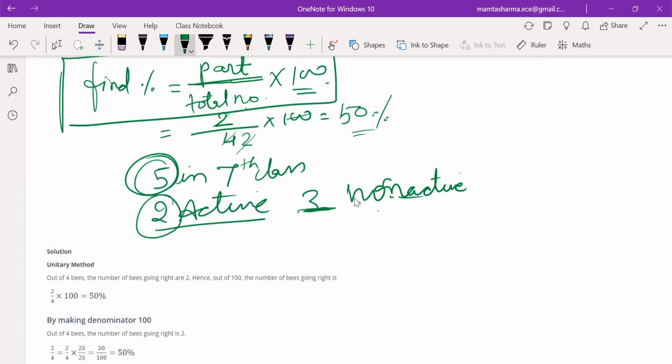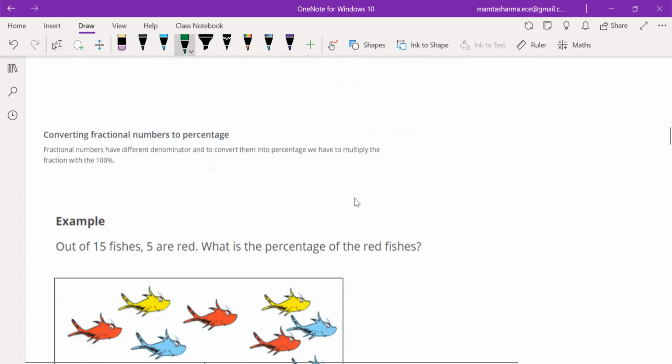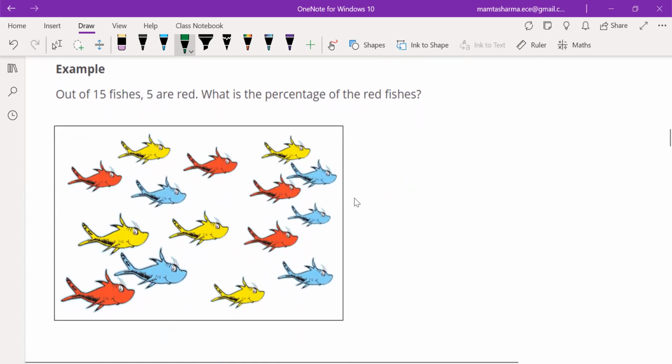Ma'am, actually use the approximate answer. What is that? 66.6%. Ritvik, what is your answer? Same, 66.6. Gohit? Me also, 66.6. Okay, correct. So now we will see the percentage of red fishes.